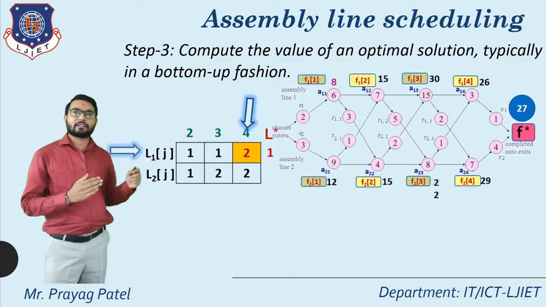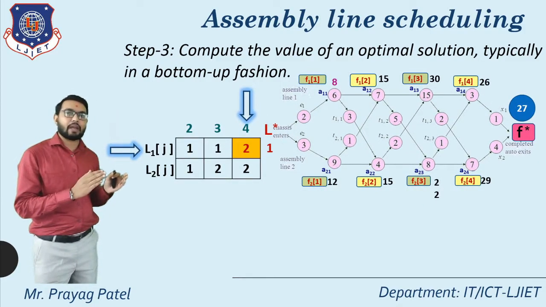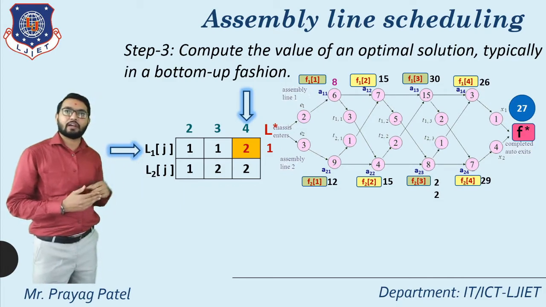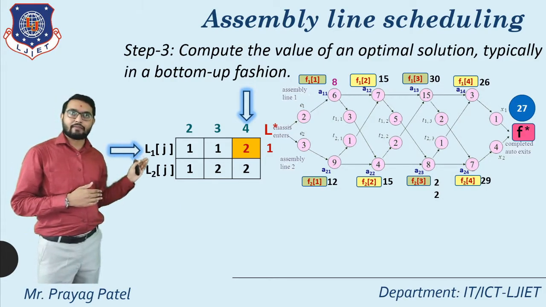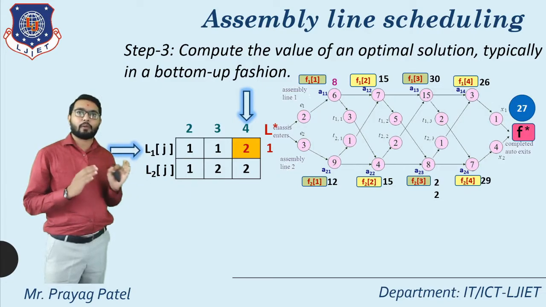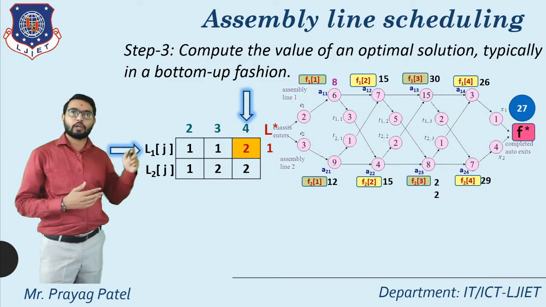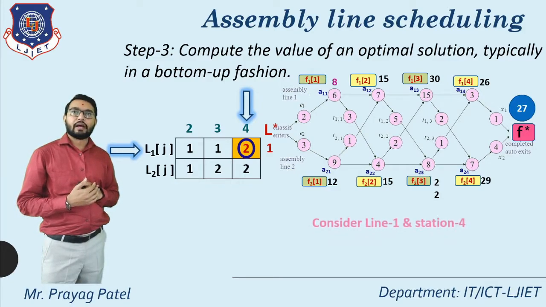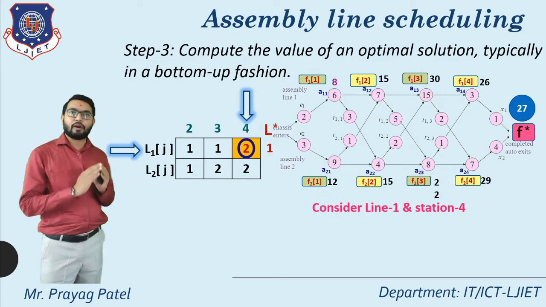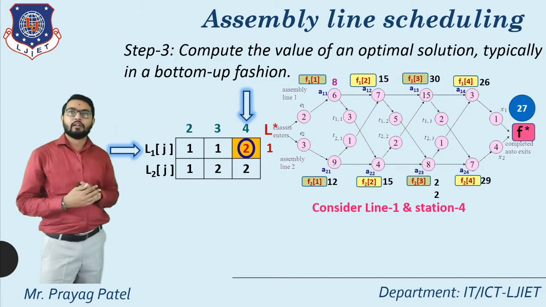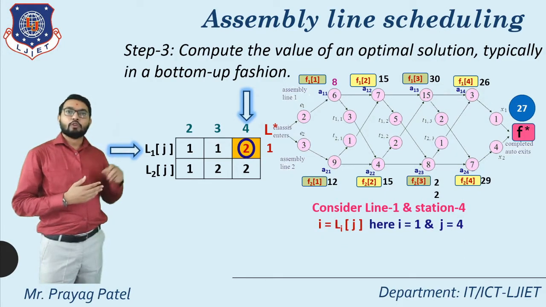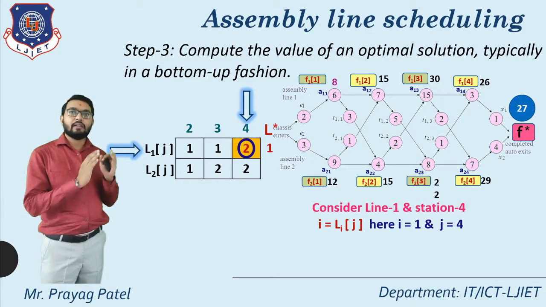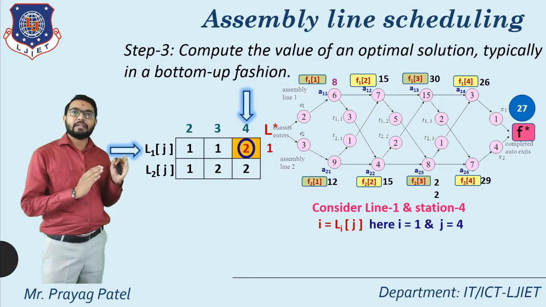Now what is our next step? The next step is to start the backtracking from that location 1 4. So here consider I as 1, row number as 1 and column number as 4 for the backtracking process. So here consider the value 2 for location 1 4. Now consider line number 1 and station number 4, means the value 2. So we can say, what is the value of I? I equal to Lij.